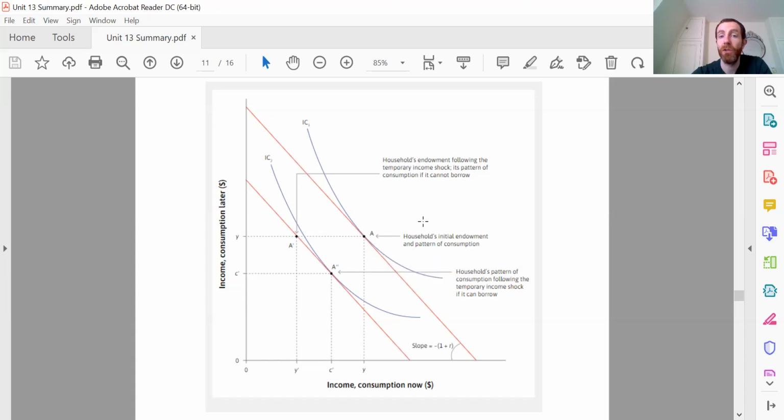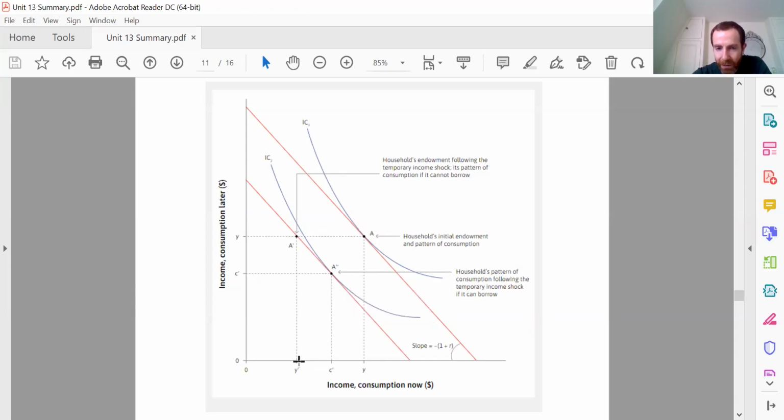Now we imagine this household gets a bit of a shock. A temporary income shock, which means now, instead of getting income Y, they get this income Y prime. But later on, they will still get income Y. So that's then going to move them to this point A prime, right? If they decided to just consume Y prime now and Y later on, they'd be at this point A prime. But we can see that if this household has the ability to borrow, and this feasible frontier shows us all of the combinations of consumption they could have now and later on if they can borrow, actually they would be better off not being at A prime, but being down here at A prime prime, where now they are going to borrow some money.